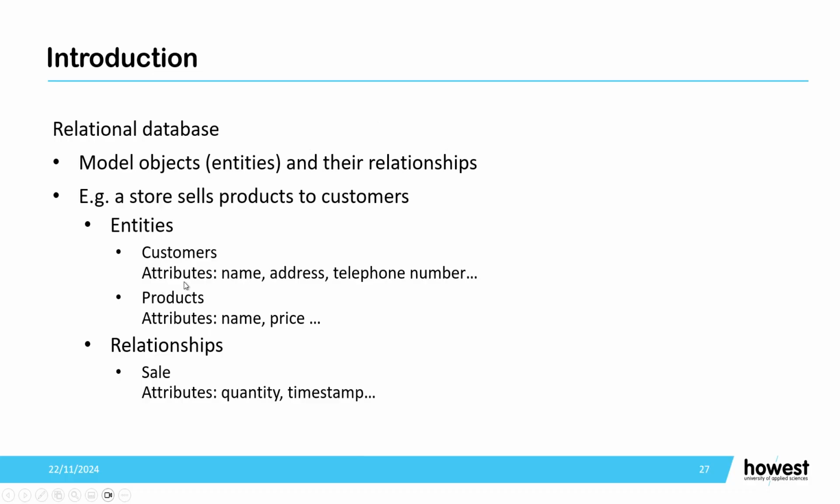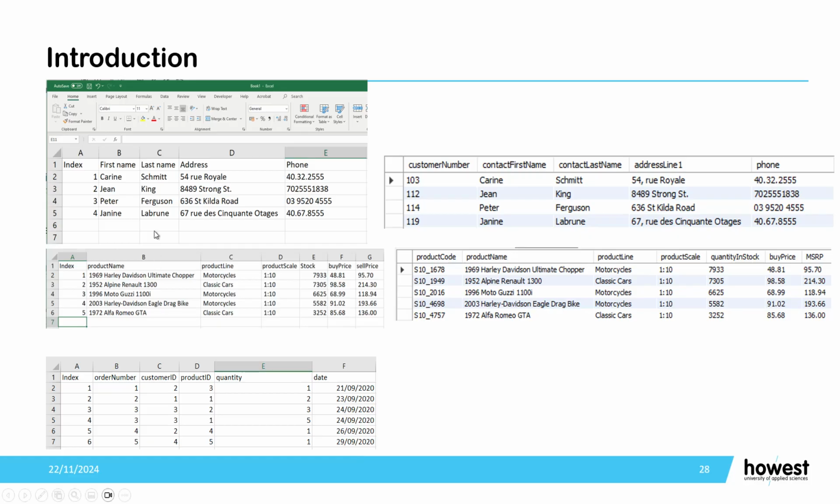So entities, it's again mentioned here, customers, products, the relationship is the sale, the order, however you want to call it. This is just an example to show you what a database could be. So here on the left, you basically see what you are familiar with in Excel. On the right is what you would see in a database system. So you can see it's actually very similar. The data is different, of course, but very similar looking.